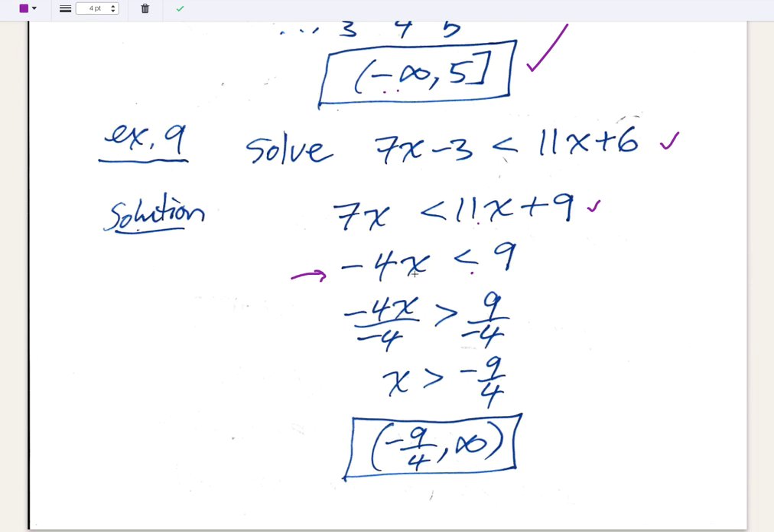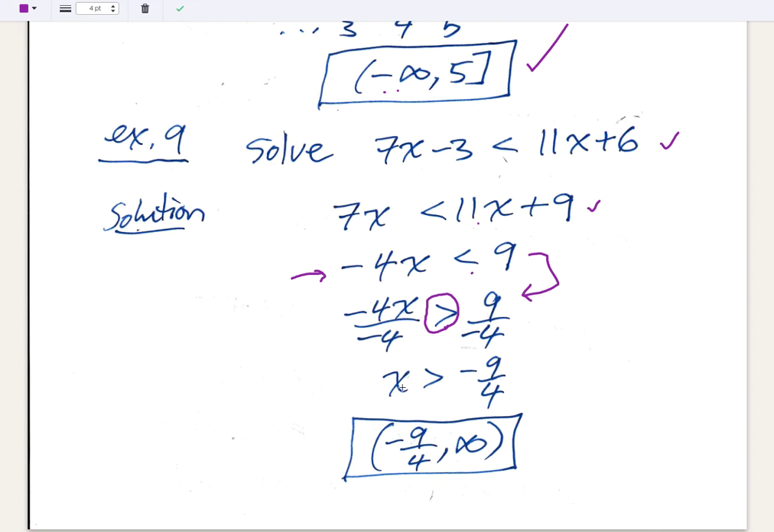Now I need to isolate x, so I'm going to divide on both sides by negative 4. When I divide on both sides by negative 4, immediately the direction of the inequality will change. Don't wait around to change it. The moment you're dividing on both sides by negative 4, you should have that direction switched. That's why I'm taking an extra step going from here to here.